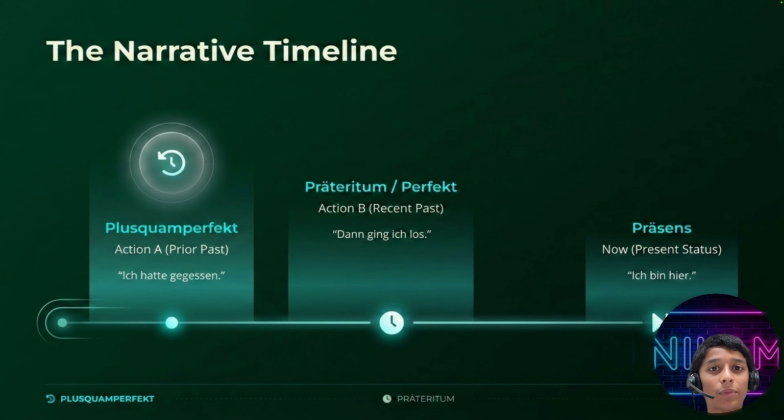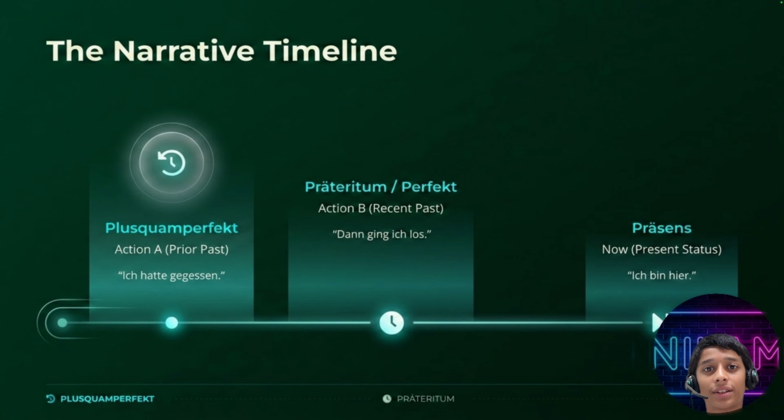Plusquamperfekt. Action A. The prior past. Ich hatte gegessen. I had eaten. Präteritum or Perfekt. Action B. The recent past. A narrative anchor. Dann ging ich los. Then I left. Präsens. Now. The present status. Ich bin hier. I am here. Notice the storytelling shape here. Action A already happened before our story even starts. Action B is where the actual narrative begins. This is usually written in Präteritum in books and articles, or Perfekt in speech. And then the present is simply now.